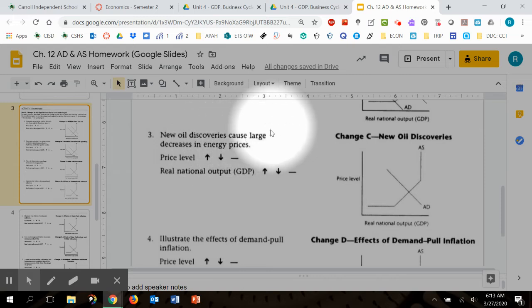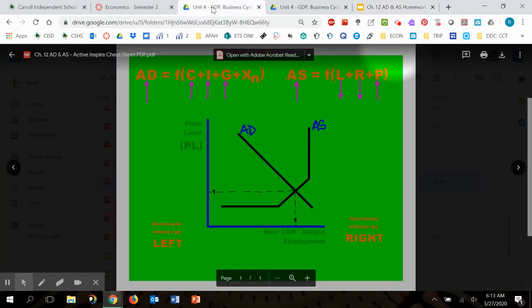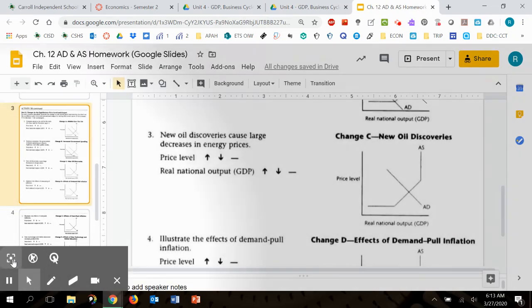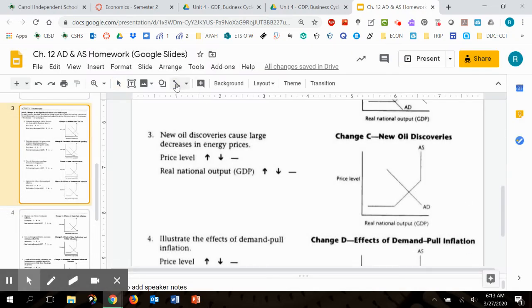New oil discoveries cause large decreases in energy prices. That's going to be cheaper resource costs, right? So if I look back here, I can see lower resource costs, higher AS. Therefore, I'm going to come to this thing and draw a curve in front of it. Okay, let me get rid of my pointer. I can take my lines here and go real fast.